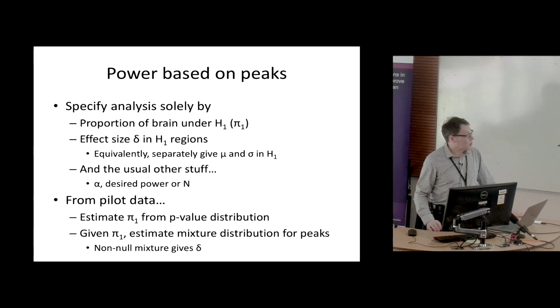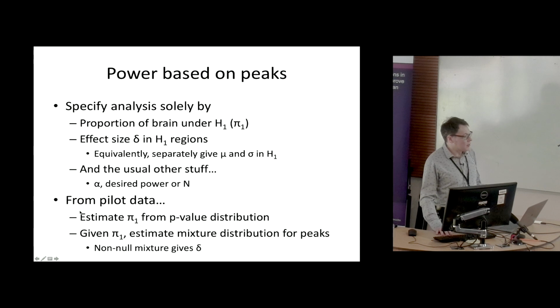So what do we need to specify? Now we have to specify what proportion of the brain is showing an effect. We'll call that pi1. And in those regions where there is an effect, what is the response magnitude in a Cohen's d or delta? Sorry, I've changed notation there. And of course, the other usual stuff, alpha and the number of subjects, n.